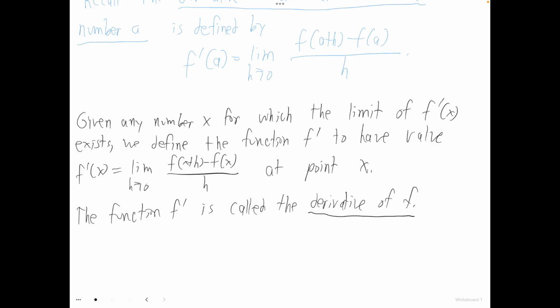Now, this is kind of a subtle thing. Basically, all we're saying here is that instead of just looking at a single point, now we're looking at all possible points where this limit exists, and we're just making a function out of it. So we're just defining some function f prime whose value is this limit for any choice of x where this limit exists.